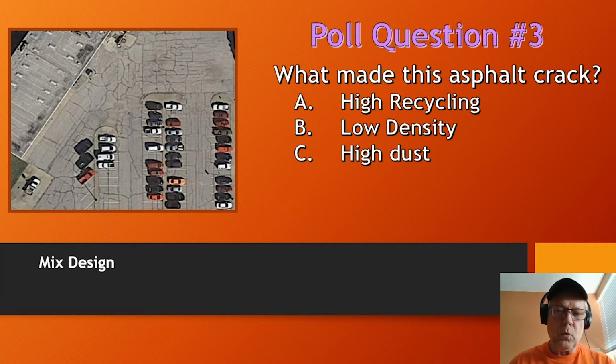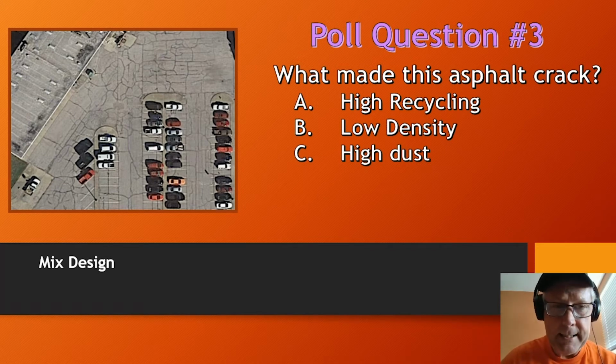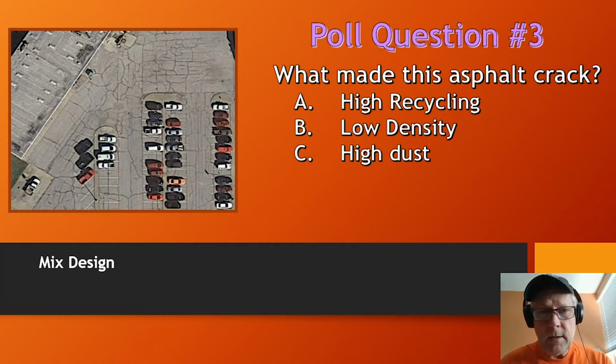For this poll question, the question is, how come that asphalt is so brittle, so cracked up? It was very high in recycling, very low in density, and had extremely high number 200 or dust. Causes block cracking. And although the pavement's very strong, it's not durable, it's not flexible, and won't last the intended life. So again, be very careful in designing your mixes.